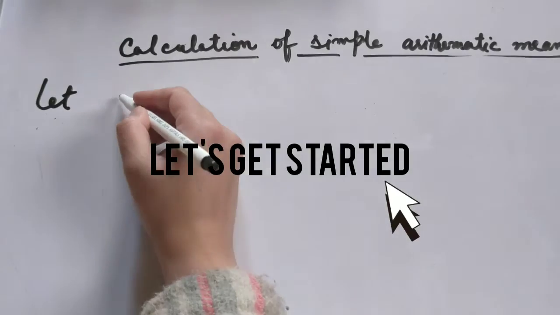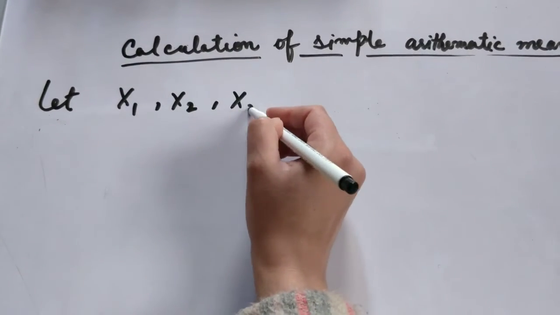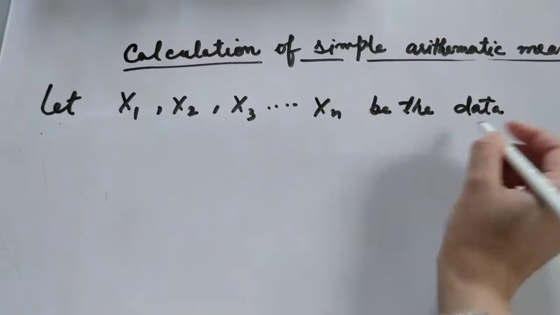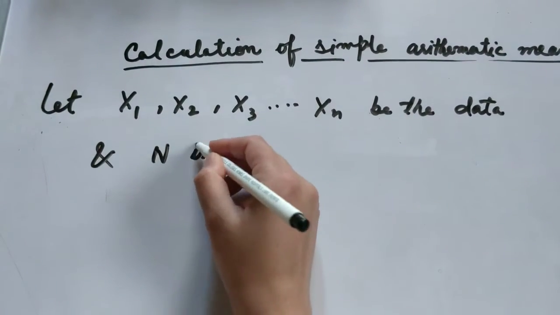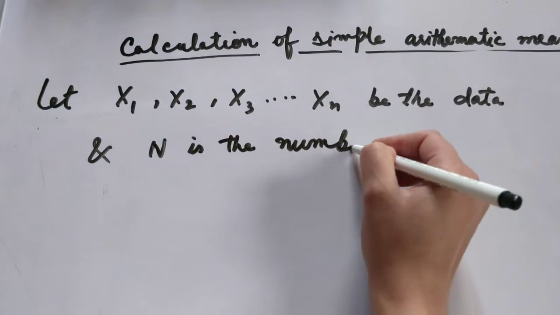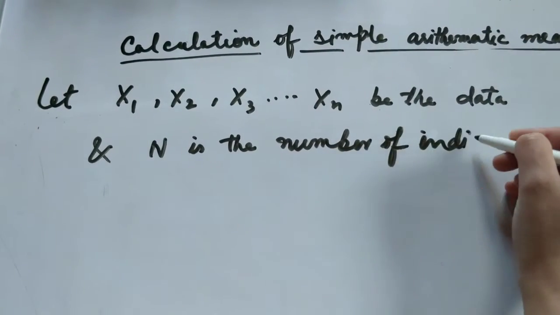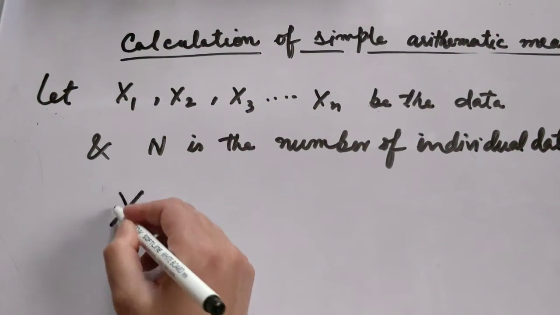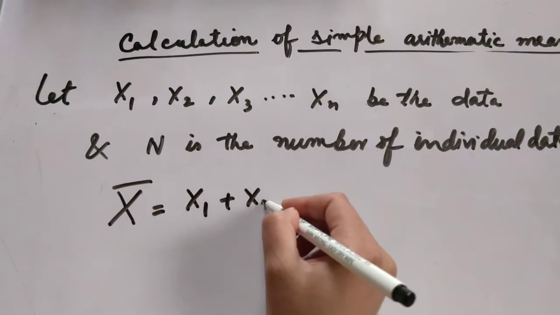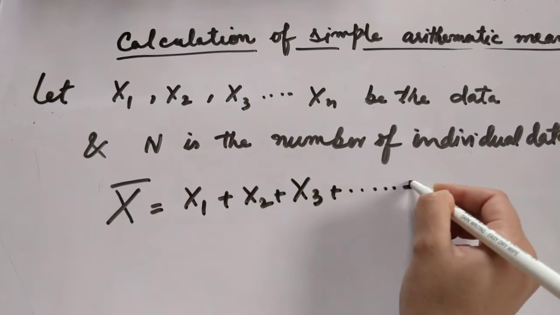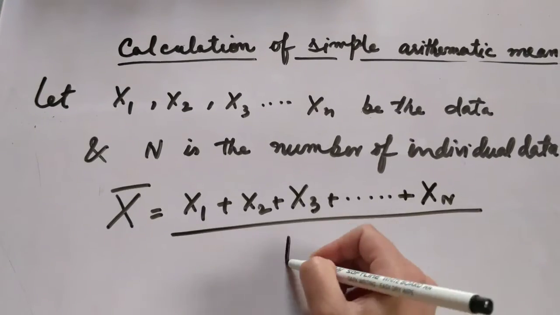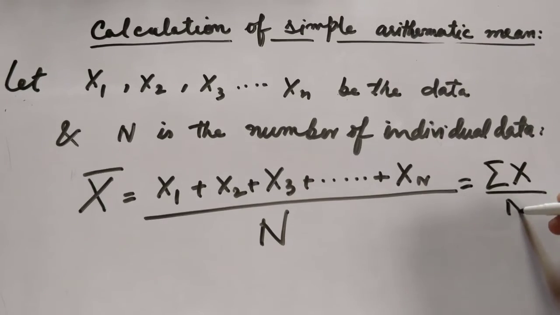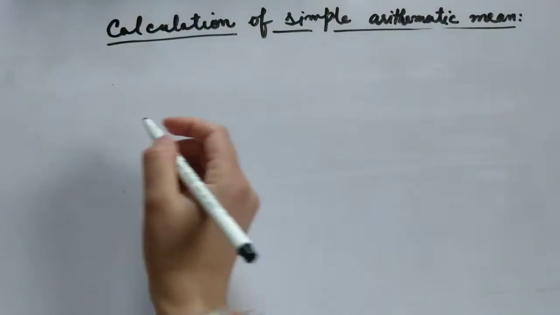So let's get started. Let x1, x2, x3, so on up to xn be the data, and n be the number of individual data, or we can call it individual observations. So we represent mean or arithmetic mean by x with a bar, and we write it as summation of all these observations. We sum up all the observations given and then divide it by the total number of the observations, which is summation of x divided by n.